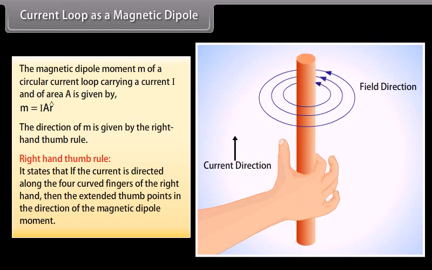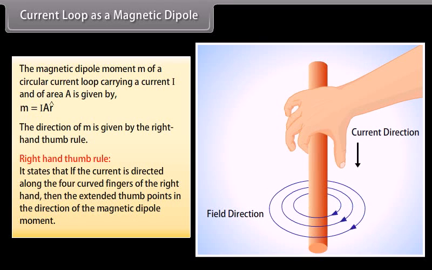The right-hand thumb rule states that if the current is directed along the four curved fingers of the right hand, then the extended thumb points in the direction of the magnetic dipole moment.